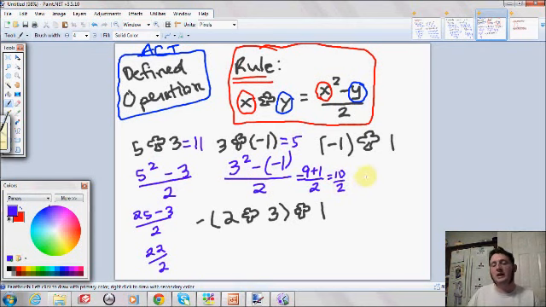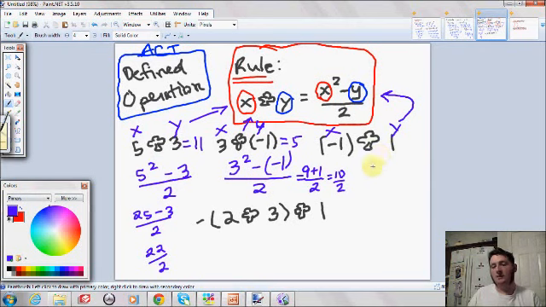And hopefully you're seeing that even though it might have looked confusing at first, it's just a matter of identifying that, hey, this is x, this is y, I'm using this rule. This is x, this is y, I'm using this rule.